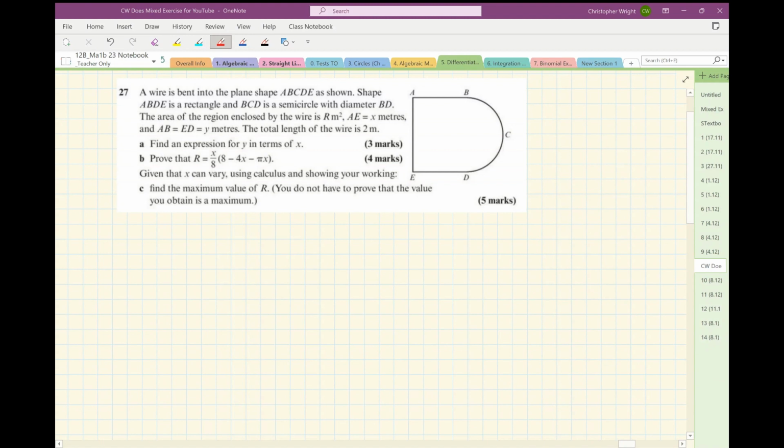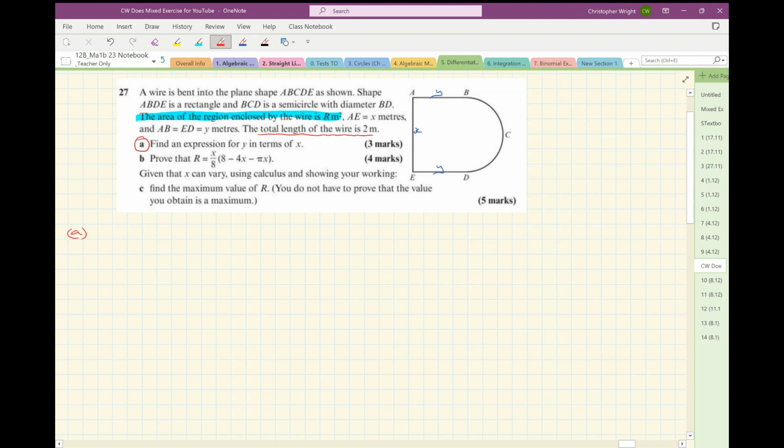Question 27. A wire is bent into the plane shape ABCD as shown. I've got a rectangle and a semicircle, and yes, the semicircle has a diameter of BD. Absolutely, I can see that from the diagram. The area of the region enclosed by the wire is R meters squared. Okay, AE is x, and AB and ED are y. The total length of the wire is 2 meters. Find an expression for y in terms of x.